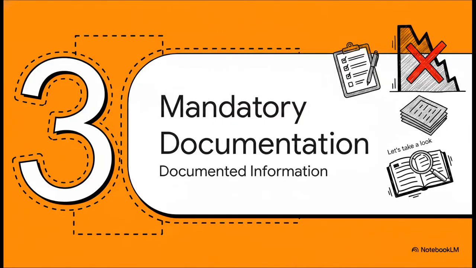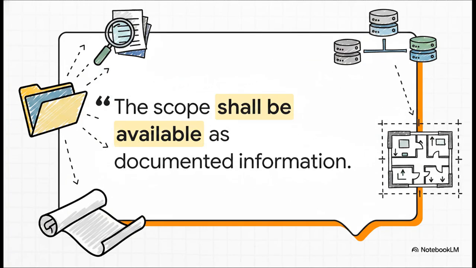That brings us to Part 3, mandatory documentation. Okay, here is the ultimate mandate right from the standard. The scope shall be available as documented information. Listen, your scope cannot just live in the IT director's head. It can't just be some vague understanding floating around the team. It has to be physically codified.